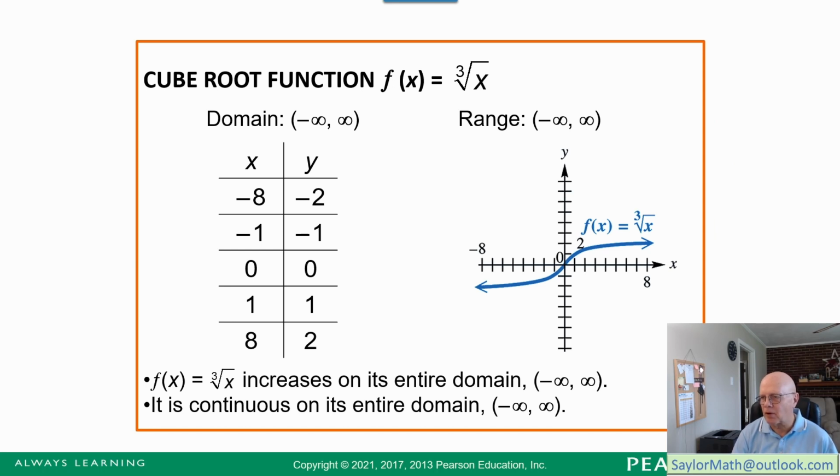Again, be clever. Use perfect cubes for x's. 8, 1, 0. You could use 27, but that's a bit on the big side. You could also use negative 27, but then you'd need some big graph paper. Increasing here, increasing there, everywhere.